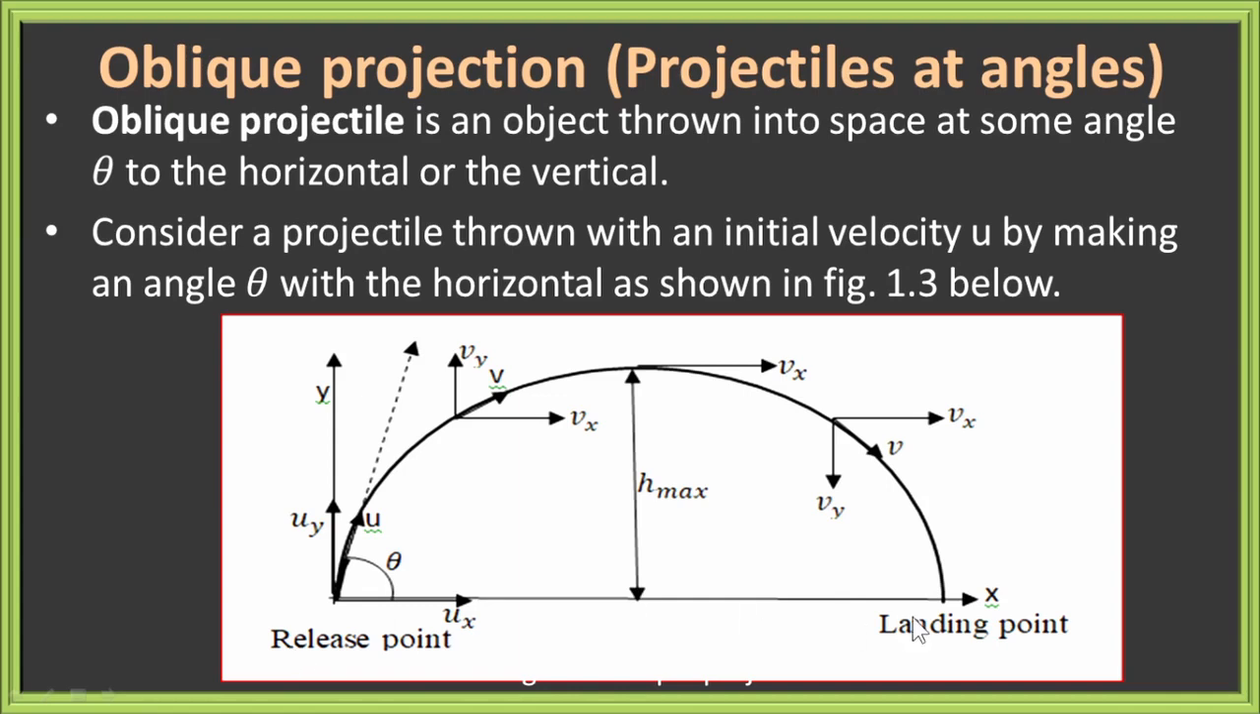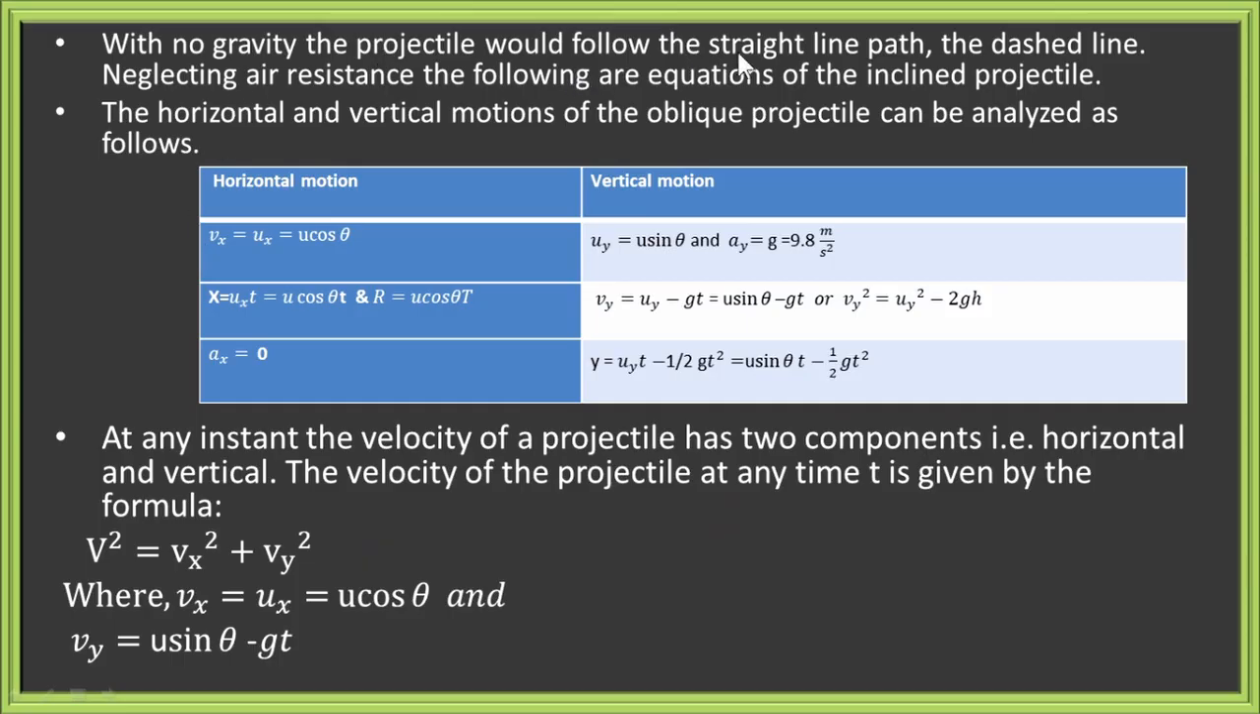This is the release point, this is the landing point. The path followed is a parabolic path, and it is symmetric because there is no air resistance. We have ignored it in our assumption. The direction of velocity changes because of Vy, and this is the path or the trajectory which an oblique projectile follows. With no gravity, the projectile would follow the straight line path, the dashed line. Neglecting air resistance, the following are equations of the oblique projection. Let us see this first.